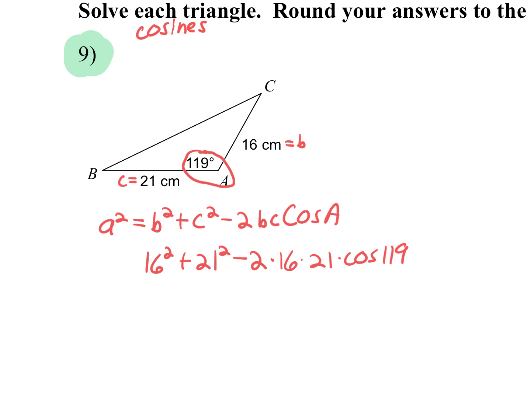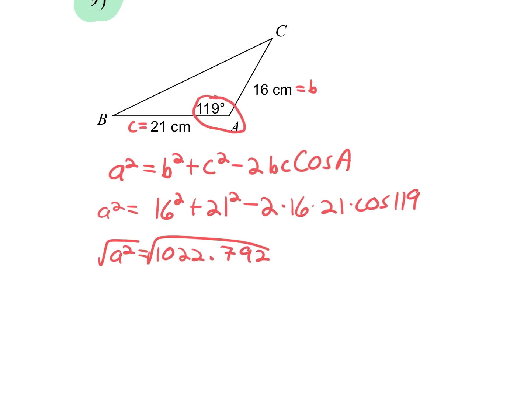All right, and then when you do this, you should get a squared equals 1022. It's going to be 0.792 something. But this is a squared, so I do want to square root this to get the final answer. Right? We should know how to square root in a calculator. And then when we do this, I do believe it rounds up to 32 centimeters. Again, I do believe everything on the quiz is unitless, so just give me the number. So we get A is 32.